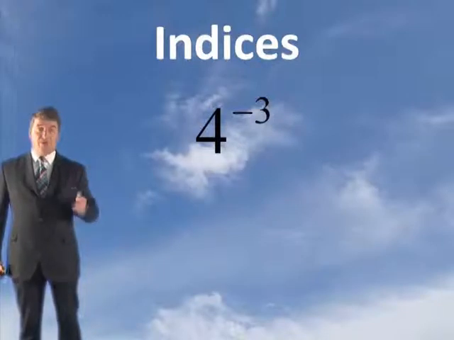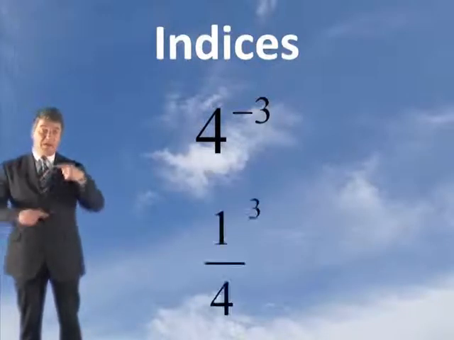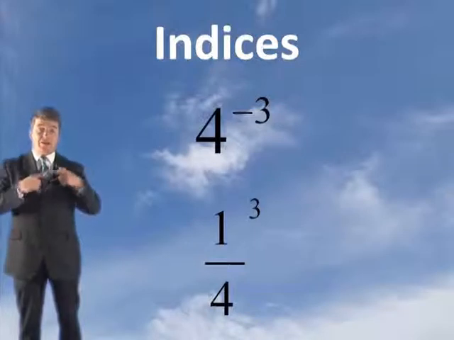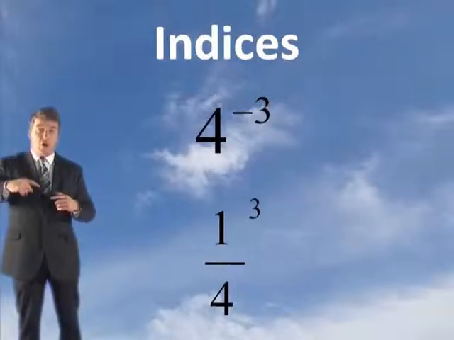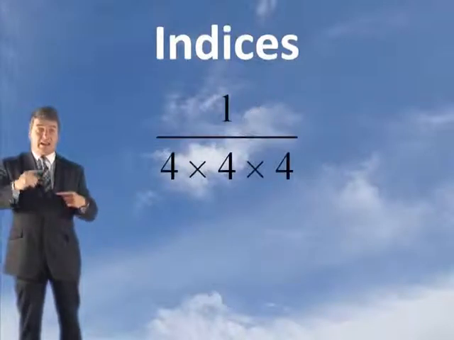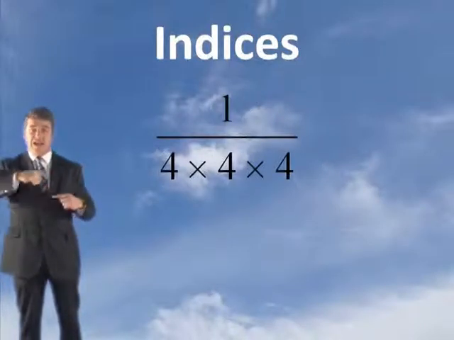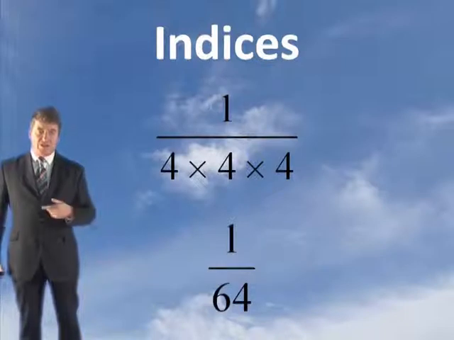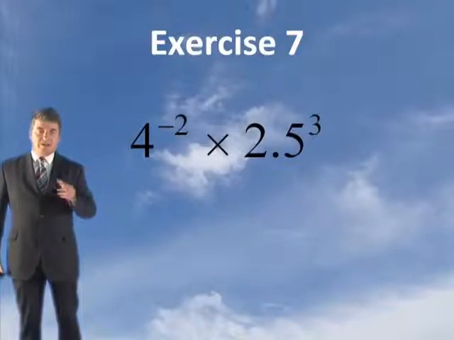What about this one here? 4 to the power of minus 3. Well, that means, flip it back over, 4 to the power of minus 3 means 1 over 4, it's a quarter, cubed. So all that means is 1 divided by 4 times 4 times 4, which can be rewritten as this, which is 1 divided by 64. That's how it works.